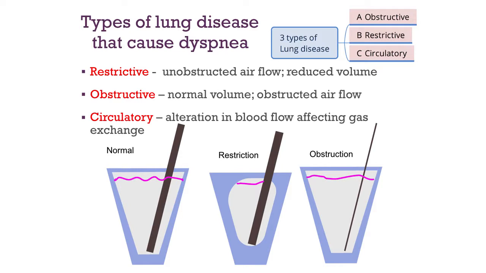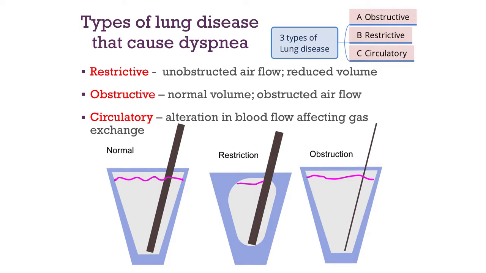When we talk about lung disease, there's really three primary types, and this is important to know. We have what's called restrictive lung disease, obstructive lung disease, and circulatory lung diseases. Restrictive is your central little glass picture there. Your lung size is smaller than it should be. You have a reduced volume and you have reduced ability to expand and to recoil.